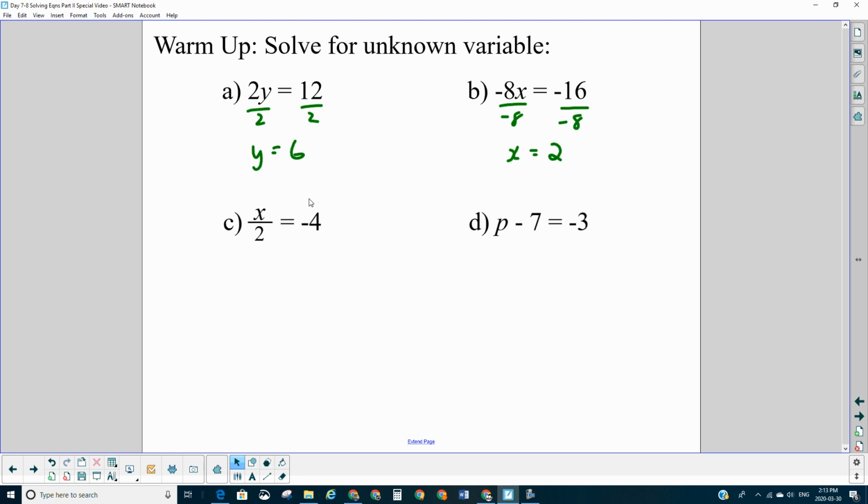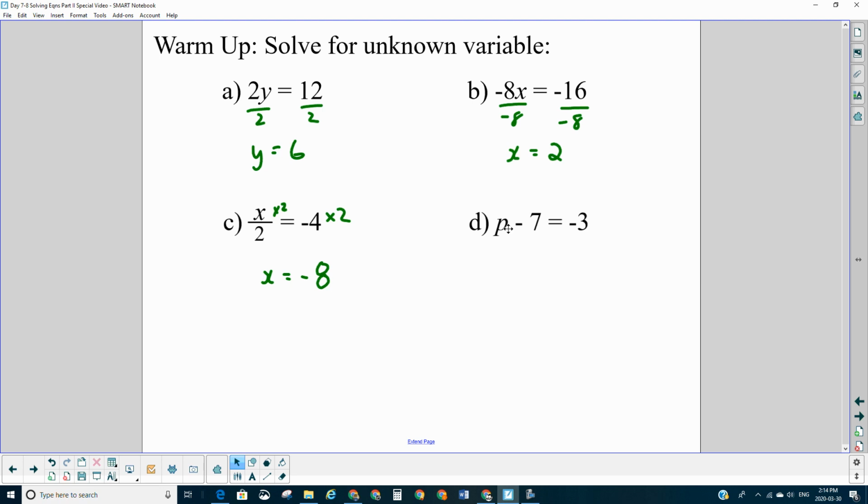Opposite operations continue whether we're dividing or multiplying. Here, it's x divided by 2, so the opposite operation to dividing is to multiply. So we need to multiply both sides by 2. And negative 4 times negative 2, and negative times a positive is negative 8. So x equals negative 8.